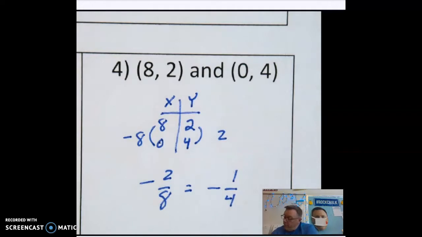All right, so feel free to use these notes to help you determine the slope in the play closet. Good luck.